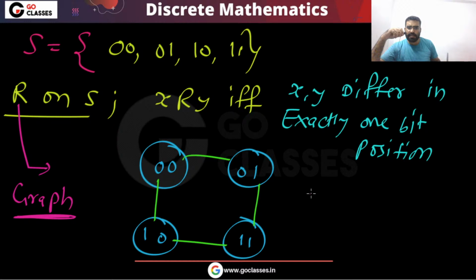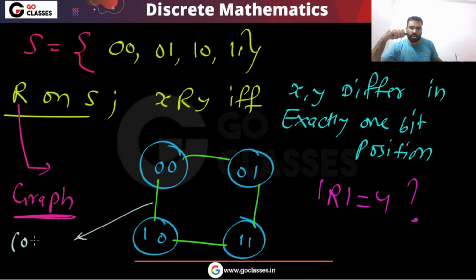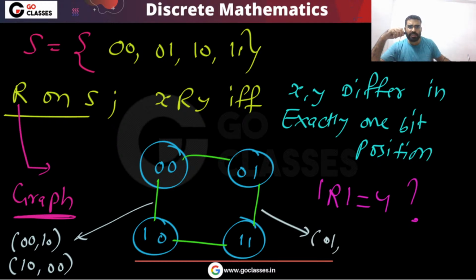So tell me, what is the cardinality of R? Can I say 4? Can I say the cardinality of the relation is 4? Because every edge is a pair. What is every edge telling you? This edge is telling you that 00 is related to 10, and 10 is related to 00. This edge is telling you 01 is related to 11 and 11 is related to 01. So every edge is giving you two pairs.